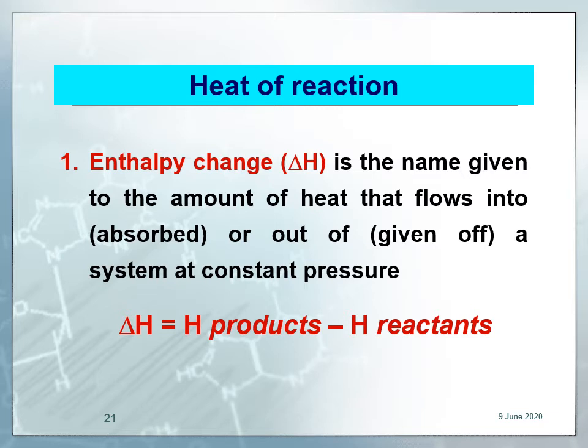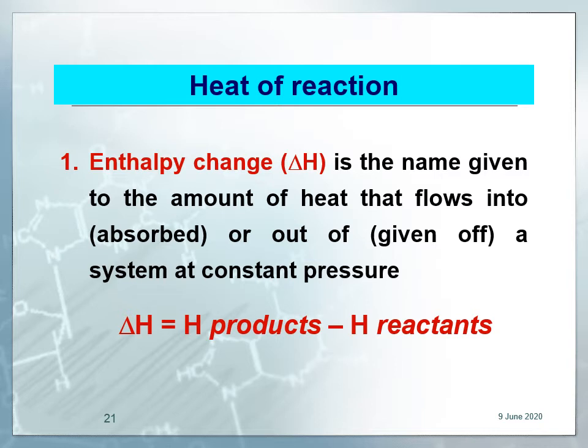When the heat flows into the system, the sign is positive. When the heat flows out of the system, the sign is negative. The enthalpy change can be calculated based on this equation. Delta H equals enthalpy of products minus enthalpy of reactants. When the product has greater enthalpy than the reactant, then delta H will be positive. That means the reaction is endothermic. When the product has lower enthalpy than the reactant, then delta H will be negative.